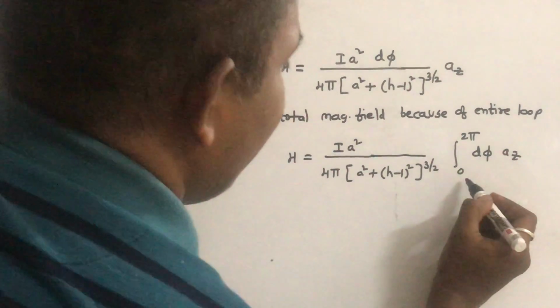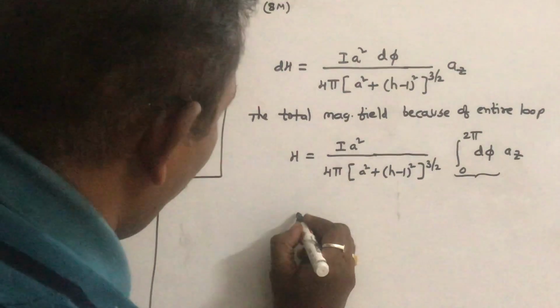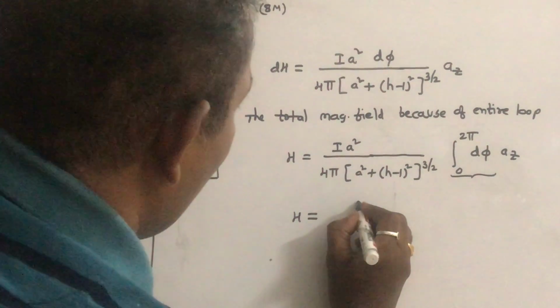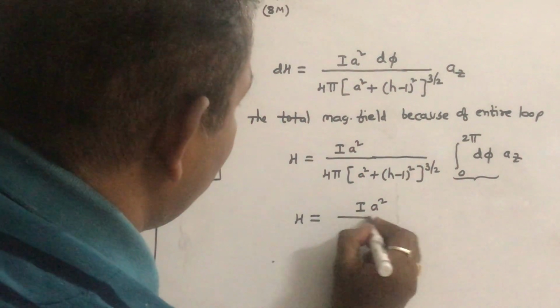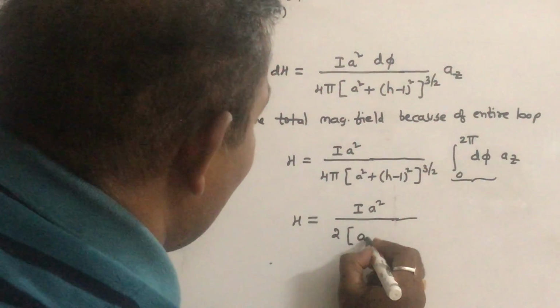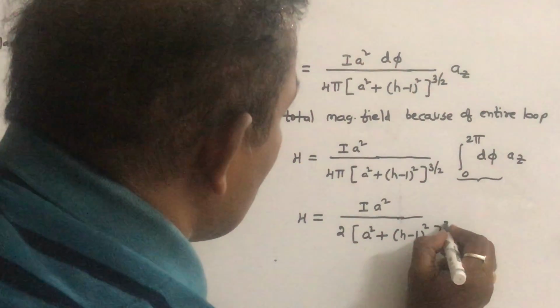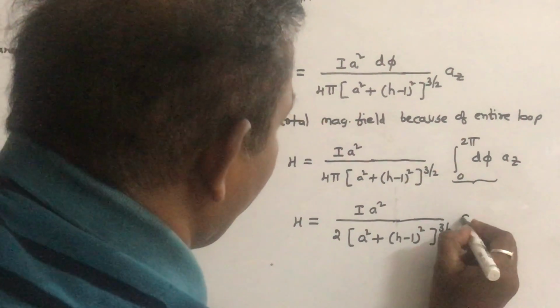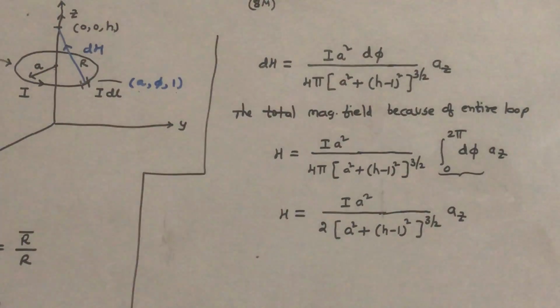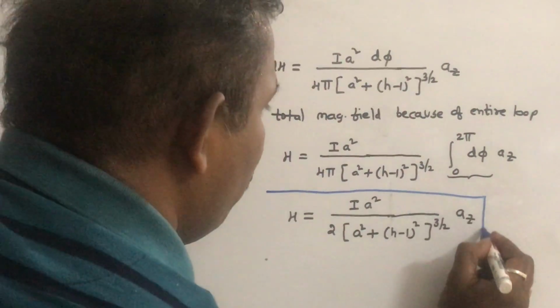gives the answer 2π. So 2π by 4π will come out as 1 by 2. So therefore the magnetic field intensity formula becomes I a square by 2 into (a square plus (h minus 1) whole square) whole power 3 by 2 into aZ. So this is the answer for this problem.